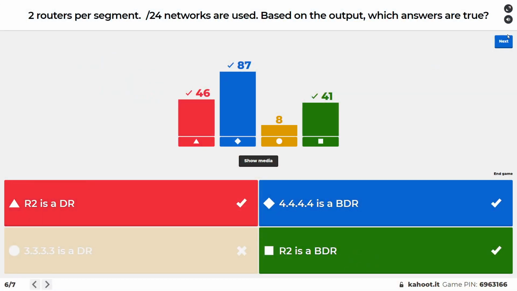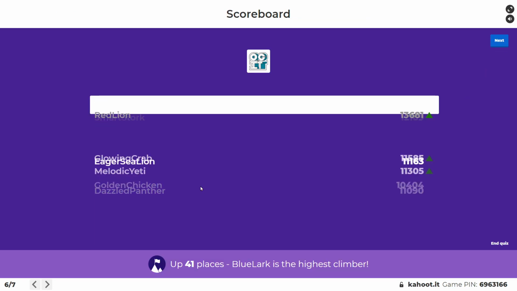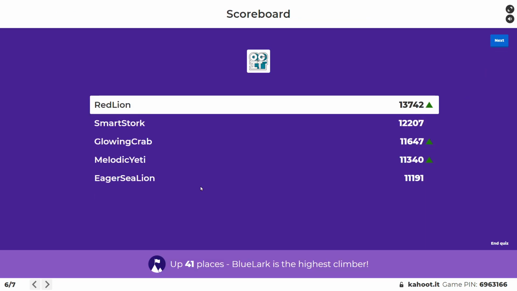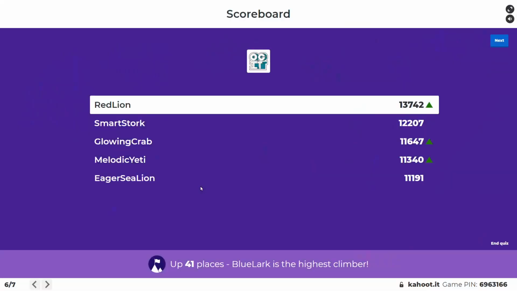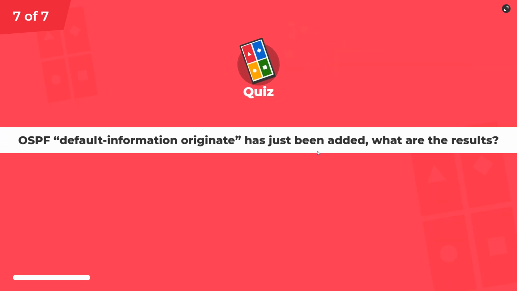So OSPF is important. And I think we have at the top of the stack here, Red Lion with 13,742 points. If you're new to the game, by the way, the more questions you get correct, the more points you get. And the faster you answer them correctly, the more points you get. So the negative side of that is that if you answer a question incorrectly, you get no points. And you just have to say, oh, bummer. So I'm glad you're here. I appreciate your participation. And here's our last question of the quiz.